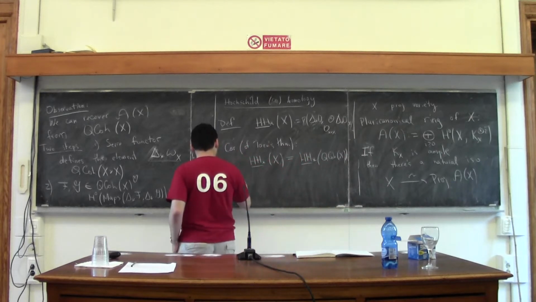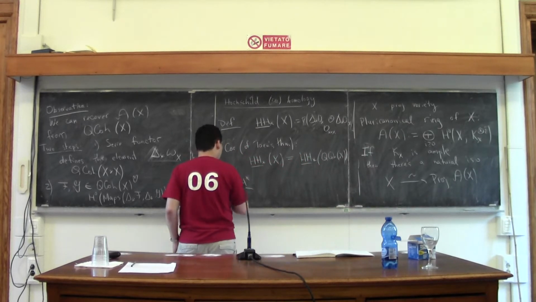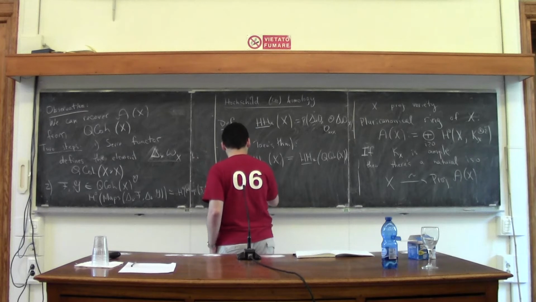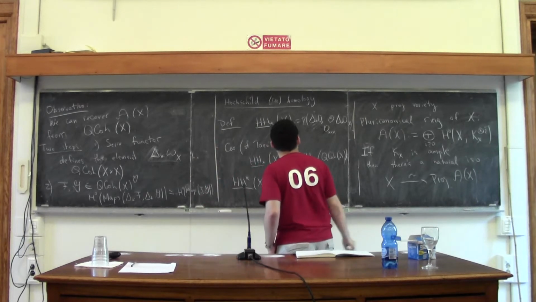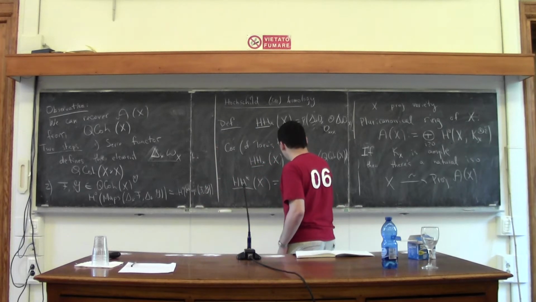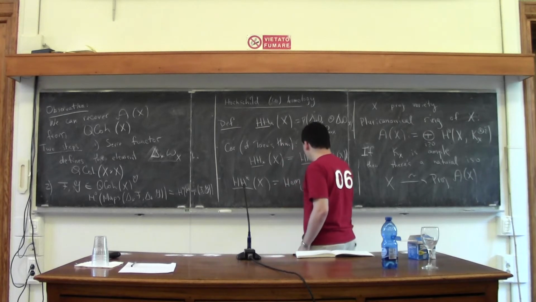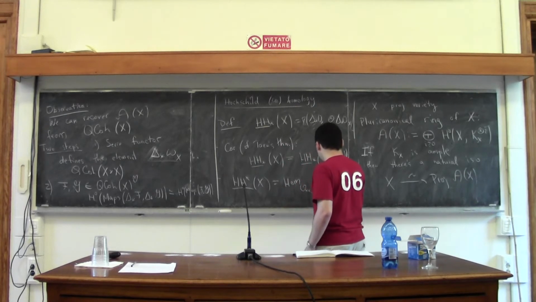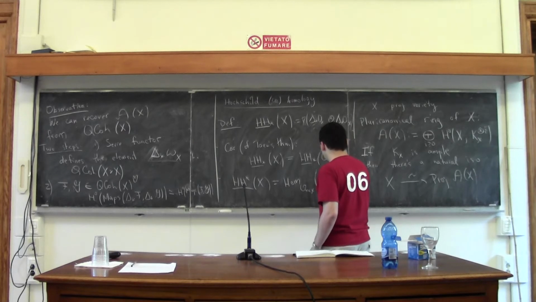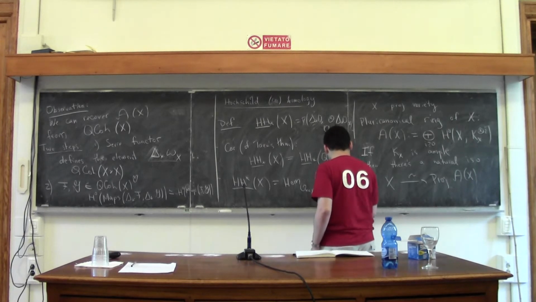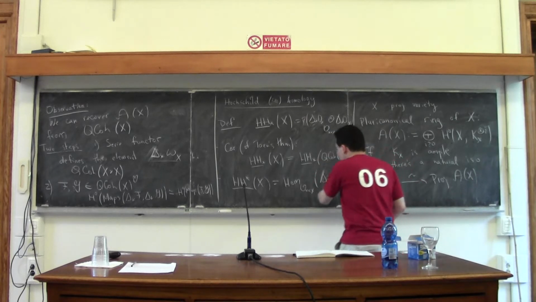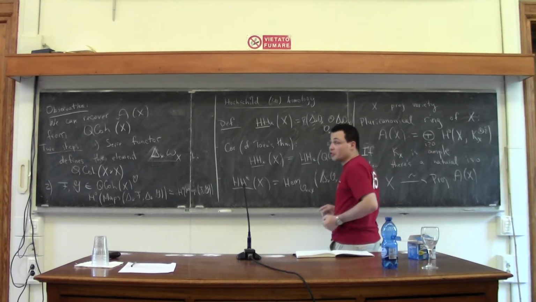So similarly, Hochschild cohomology is just going to be Hom in O_{X cross X} between delta lower star O_X and delta lower star O_X. So by Serre duality, of course, these are dual.